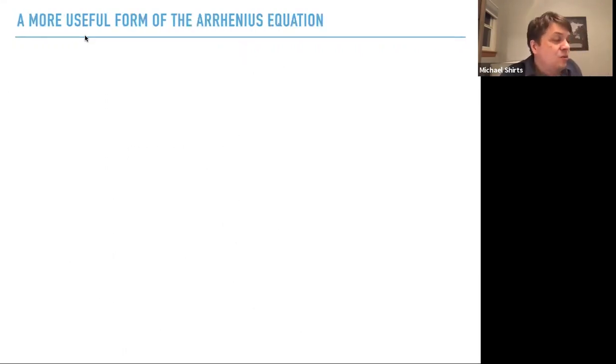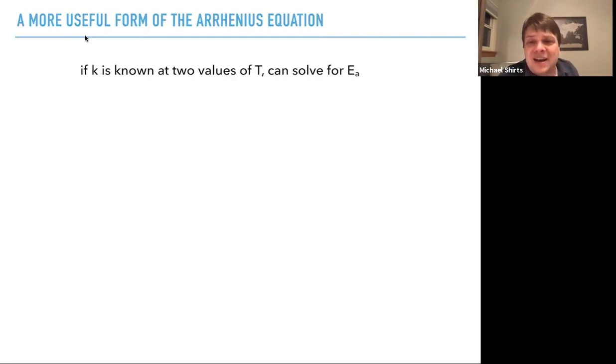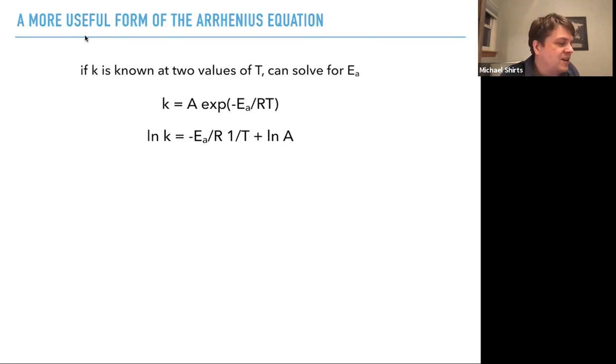So we've got this reaction. Let's look for a more useful form. A problem with calculating the rate straight out is that we need to know this prefactor, a number that you need to carry out a lot of experiments to get. Instead, if we know the rate at two values of T, then we can eliminate that unknown and solve directly for the activation energy.